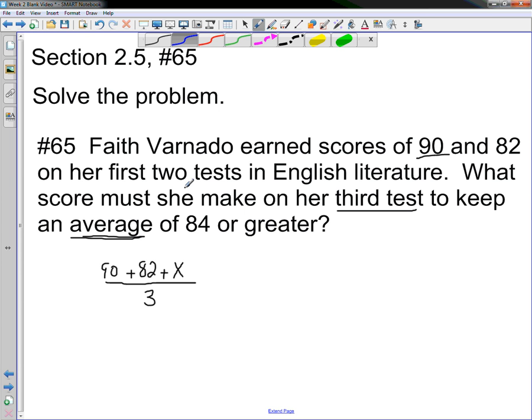Here's where your inequality part comes in. We want to know when the average is 84 or greater. So it can be 84, which means you're allowed to be equal to 84, or greater, which means I want this result to be greater than or equal to 84. We're allowed to equal 84 or greater. So now we go ahead and solve.